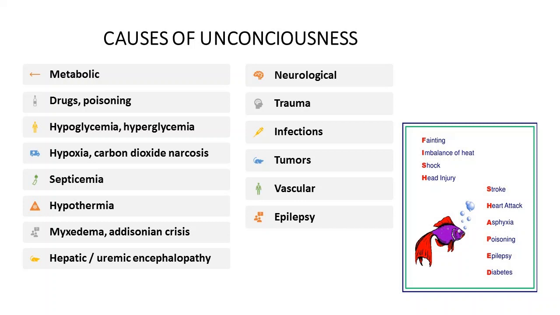Tumors, especially of brain origin, cerebral and meningeal. Vascular causes include subdural or subarachnoid hemorrhage, stroke, hypertensive encephalopathy. Epilepsy is also a common cause of unconsciousness.